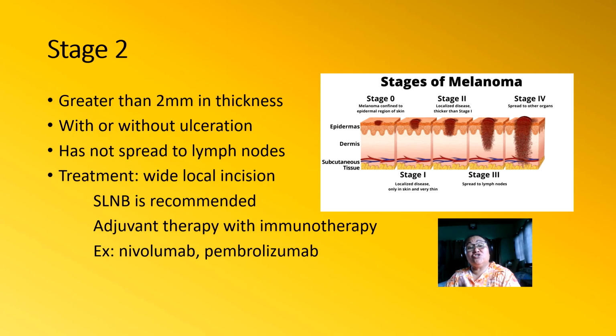Okay, so for stage two, this is more on localized melanoma. The tumor is greater than 2 mm thick, with or without ulceration, and it has not spread to lymph nodes. The treatment is a wide local excision and your SLNB, or sentinel lymph node biopsy. High-risk patients may receive adjuvant immunotherapy, such as nivolumab and pembrolizumab, to reduce the risk of recurrence.